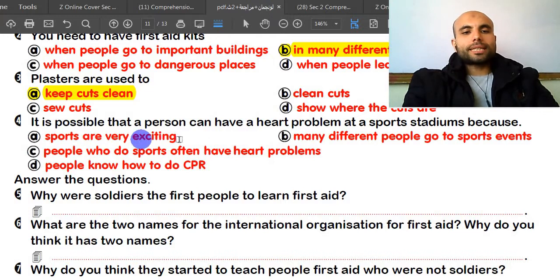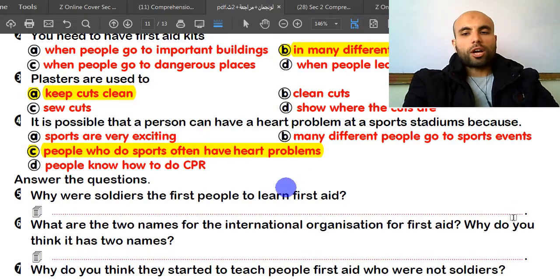It is possible that a person can have a heart problem at a sports stadium because: A. Sports are very exciting. B. Many different people go to sports events. C. People who do sports often have heart problems. D. People know how to do CPR. So the answer will be C. People who do sports often have heart problems.